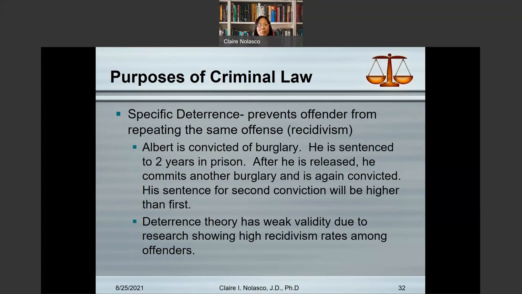The next purpose of criminal law is specific deterrence. In contrast to trying to prevent everyone from committing that action, specific deterrence prevents that specific offender from repeating the same offense. So it's to prevent the offender from recidivism.